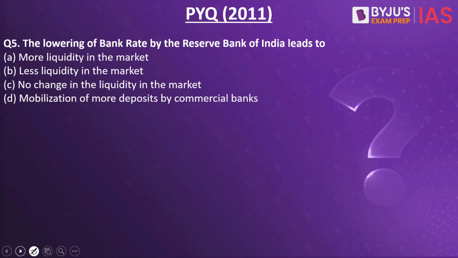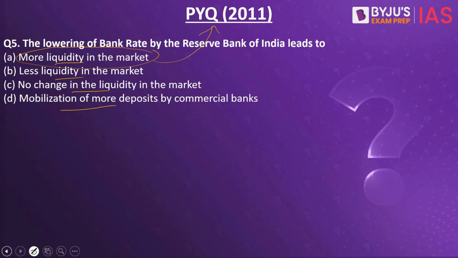Now let's look into the next practice question. The lowering of bank rate by the Reserve Bank of India leads to: more liquidity in the market, less liquidity in the market, no change in the liquidity in the market, or mobilization of more deposits by commercial banks. The answer to this is more liquidity in the market. This happens to be a previous year question from the year 2011.